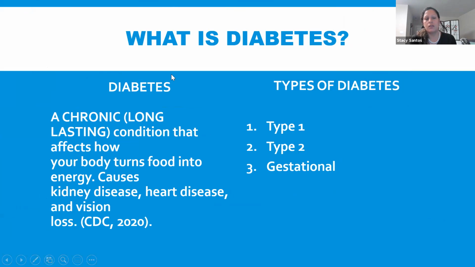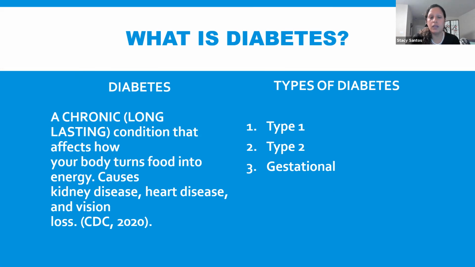What is diabetes? Diabetes simply stated is you have too much sugar circulating that you can't manage. However, the definition is it's a chronic condition, so that means it's long lasting. Once you have it, you will have it. And so the question becomes how long? It's a chronic, long lasting condition that affects how your body turns food into energy, and causes kidney disease, heart disease, and vision loss. That was the official definition from the Centers for Disease Control in 2020.